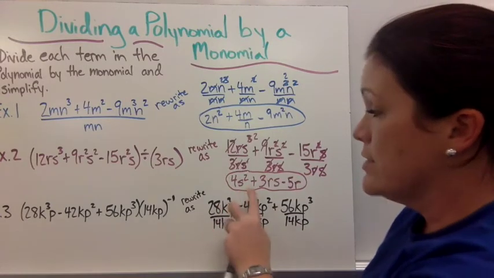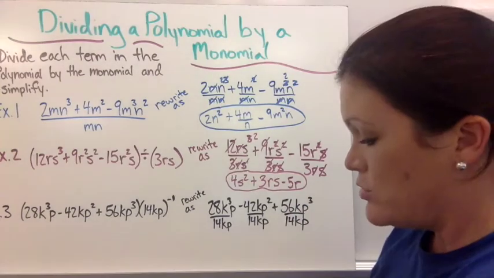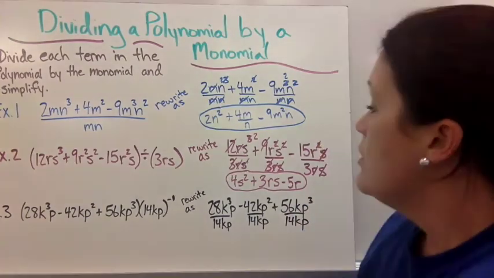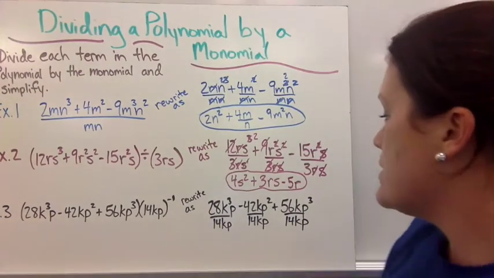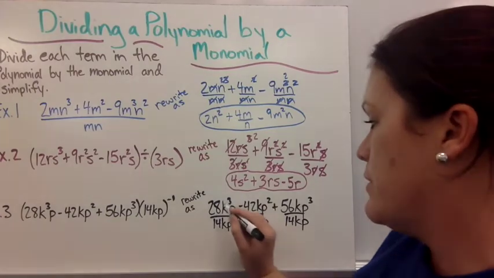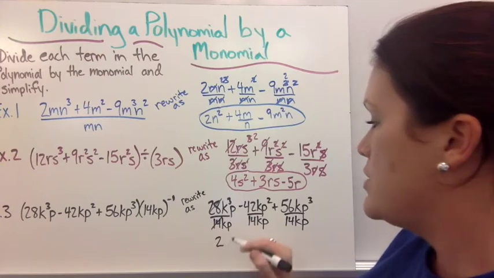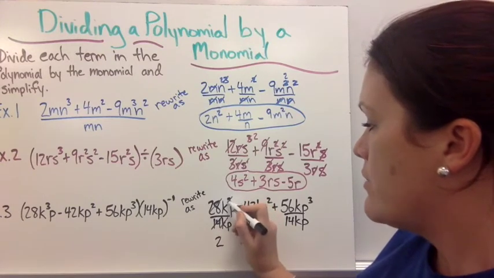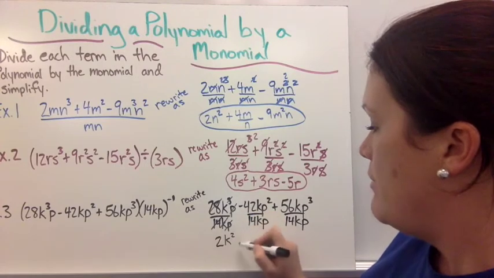If for some reason those end up being like terms, you could add them together, but usually you won't see that happen. Or you could have added something in the original problem. On the last example, I've rewritten it again so it's easy to see. And we just simplify. So 28 divided by 14 would be 2. K would take away one of the ones in your numerator, so you still have 2. And P would go away.